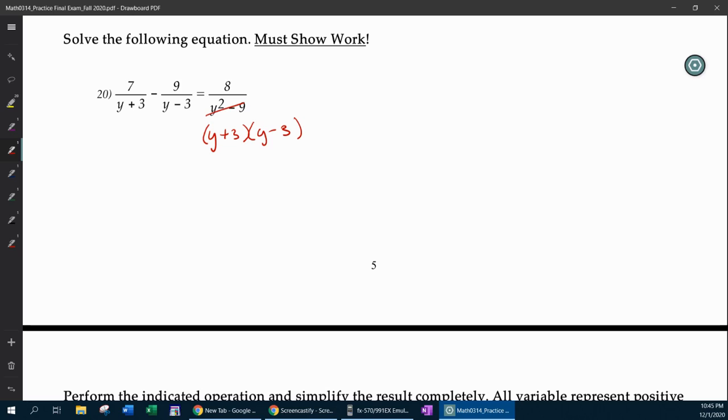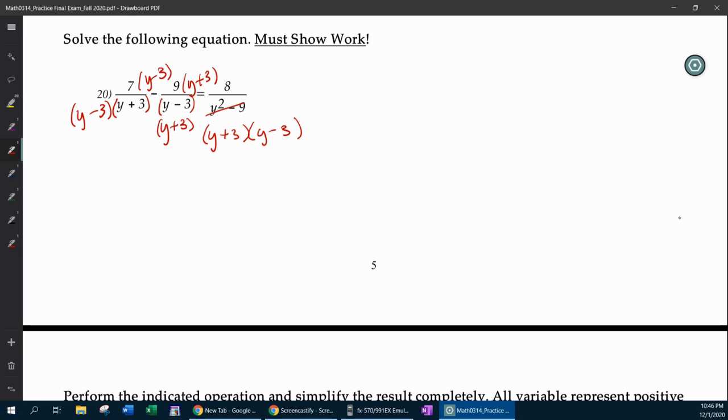And now we can see what the other two denominators need so that all the denominators are the same. We're going to need a common denominator. So the first denominator needs the y minus 3. If I give it to the bottom, I have to give it to the top. And the middle denominator is going to need the y plus 3. Again, if I give it to the bottom, I have to give it to the top.